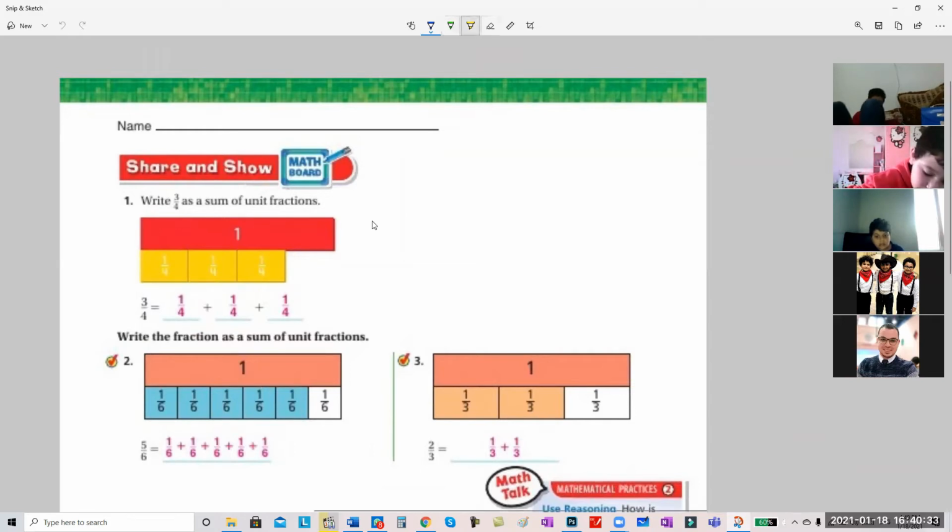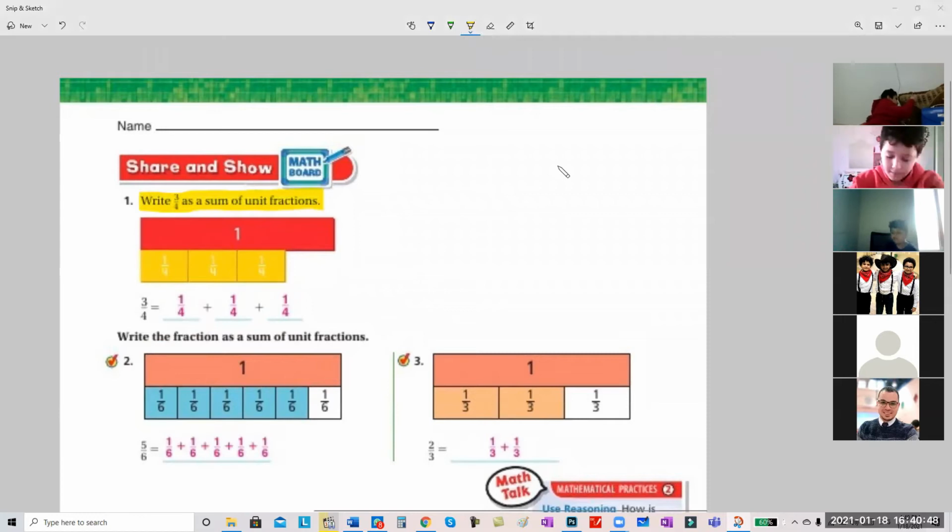I need someone to help in this. Write 3 over 4 as a sum of unit fractions. What about Asir Shadi? Hello? Hi Asir, how are you? Good. Okay, so let's write 3 over 4 as a sum of unit fractions. What's the unit fraction in this case?